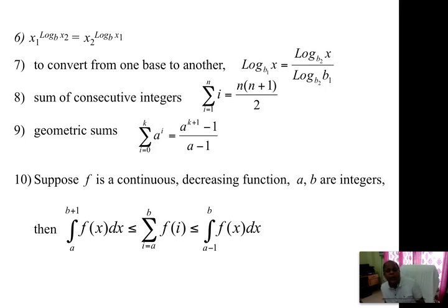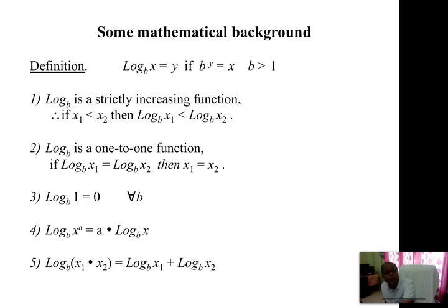And the geometric sum, a to the power i from 0 to k, is equal to a to the power k plus 1 minus 1 divided by a minus 1. These things you also know. You remember the integration rule: integration of f(x) dx from a minus 1 to b is greater than or equal to summation of f(i) from a to b, which is greater than or equal to integration from a to b plus 1. This 10th rule you remember, starting from 1.